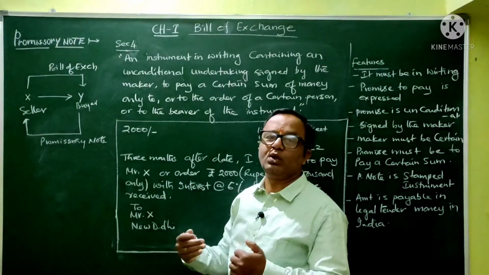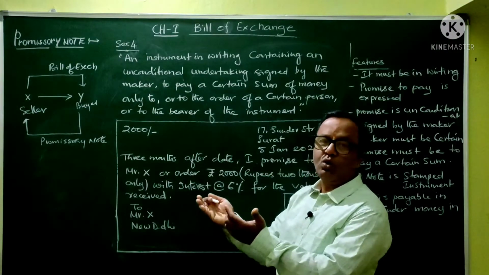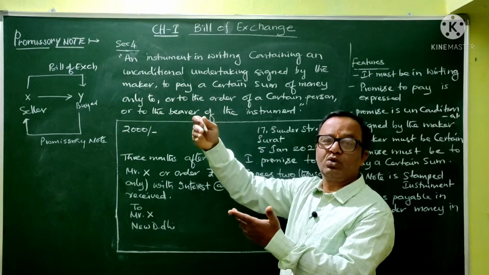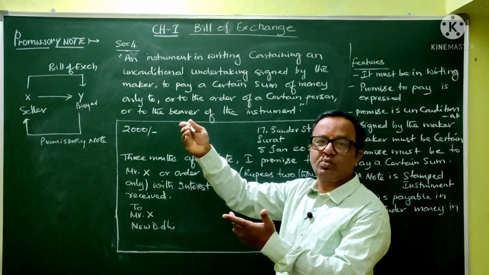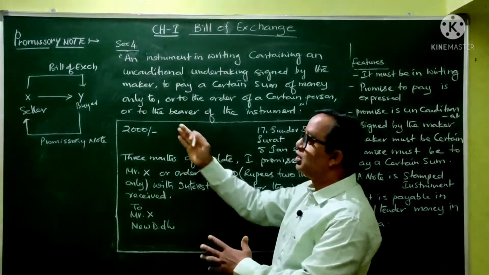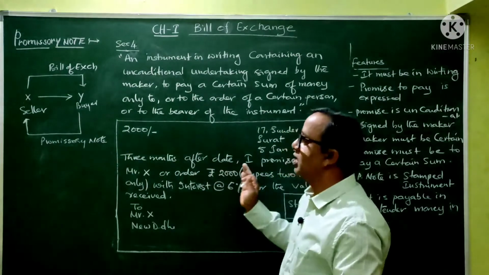that I will pay the money to you for the value received from you. This much money I will pay to you or to whomever you say, or to whomever the holder in due course orders me to pay, or I will pay to the person who is the bearer of the instrument on the due date. So he is making a promise and giving this promissory note. That's why we call it a promissory note.